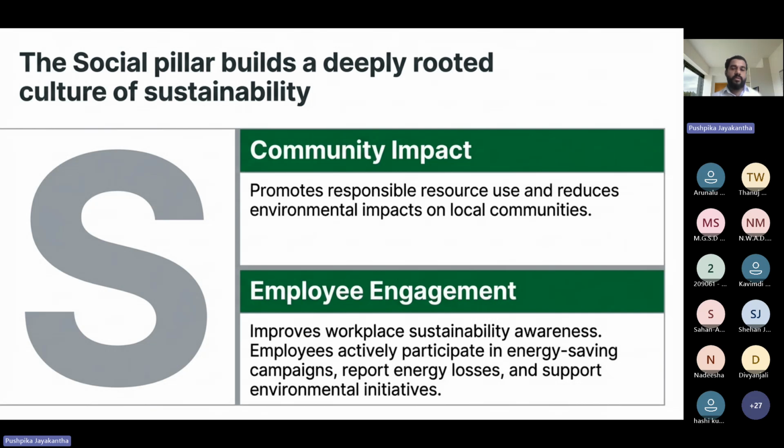Then the social pillar. This social pillar focuses on how organizations impact employees, communities, and society. Energy performance and energy efficiency contribute to social responsibility by promoting responsible resource use, reducing environmental impact on communities, and improving workplace awareness about sustainability. Employee engagement programs related to energy conservation also help to build a culture of sustainability within the organization.